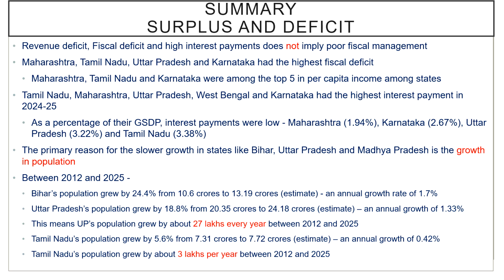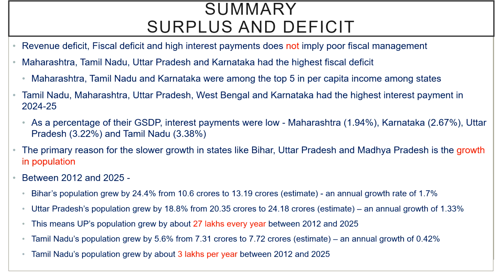Tamil Nadu, Maharashtra, Uttar Pradesh, West Bengal, and Karnataka had the highest interest payment in 2024-25. As a percentage of their GSDP, interest payments were low: Maharashtra, 1.94%, Karnataka, 2.67%, Uttar Pradesh, 3.22%, and Tamil Nadu, 3.38%.